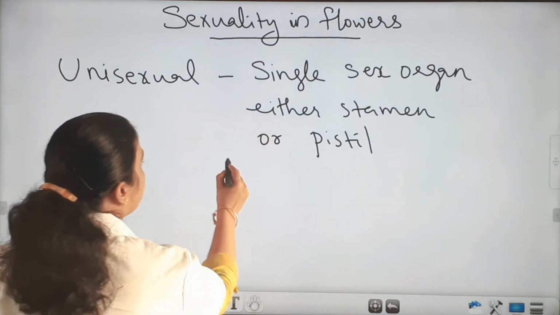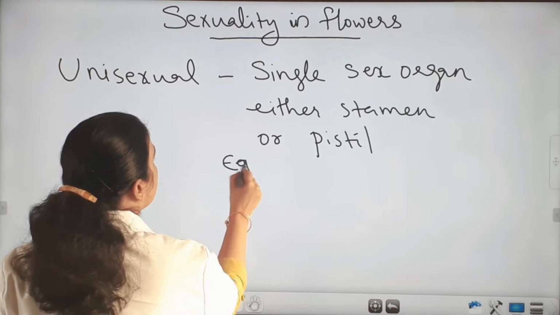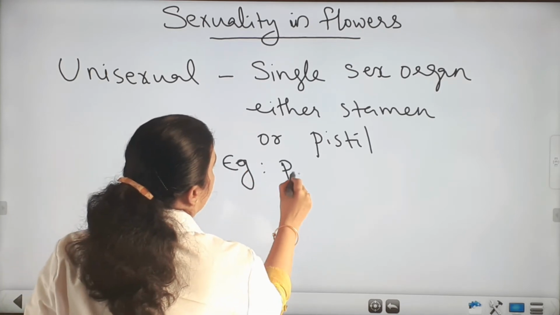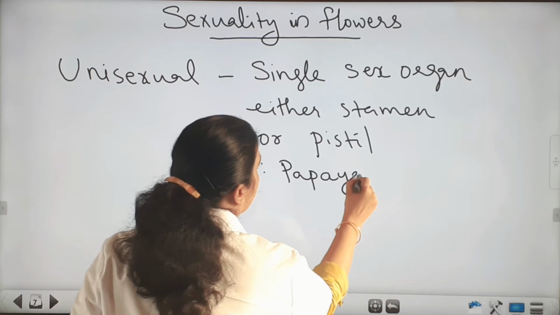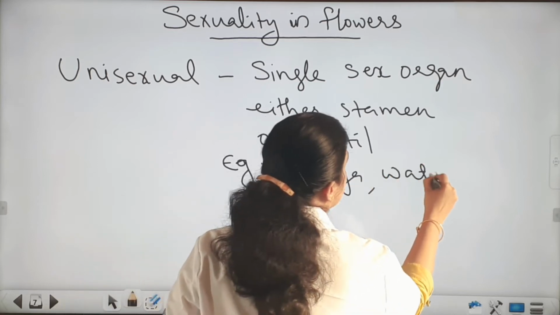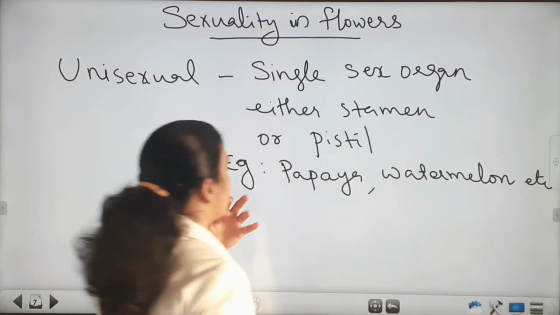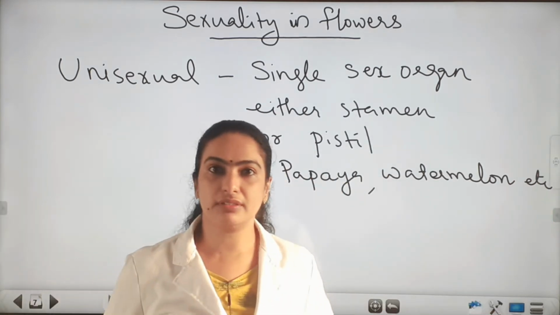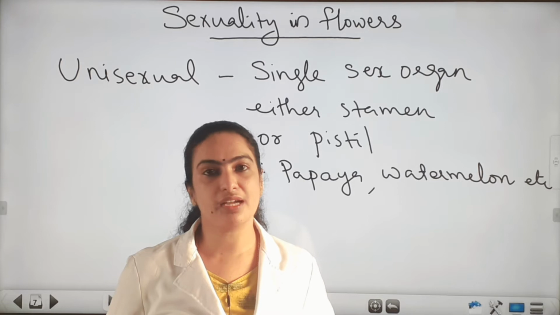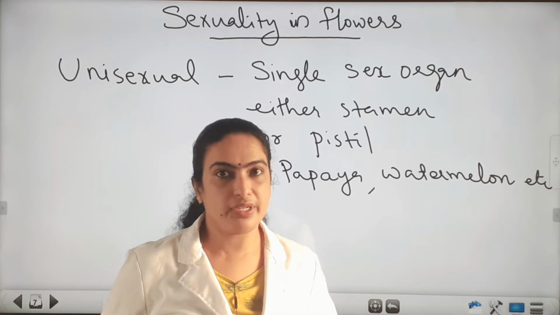So, example for unisexual flower, papaya, watermelon, etc. So, can you say example for unisexual animal? Human beings are unisexual. Okay.